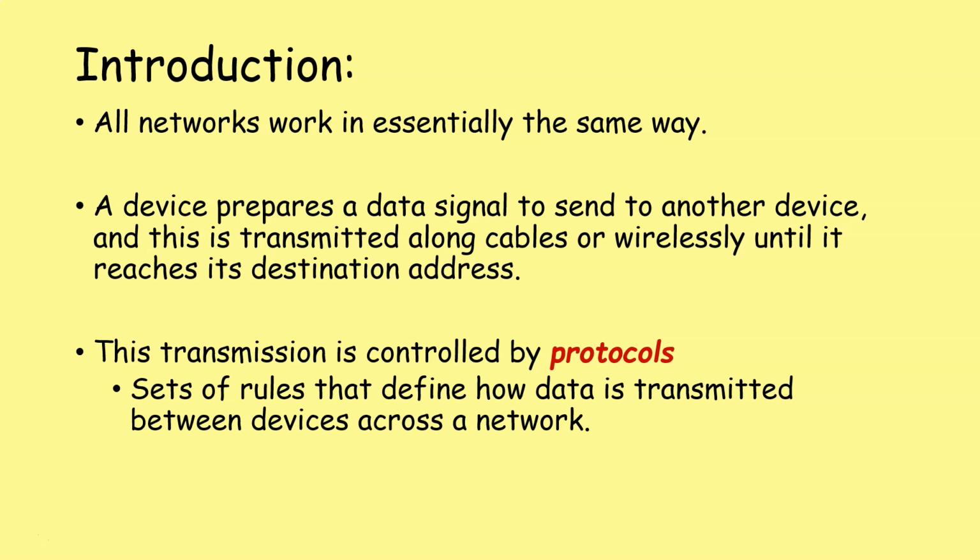So essentially, all networks work in the same way. A device prepares a data signal to send to another device, and this is transmitted along cables or wirelessly until it reaches its destination address. This transmission is controlled by what we call protocols. These are sets of rules that define how the data is transmitted between devices across a network.